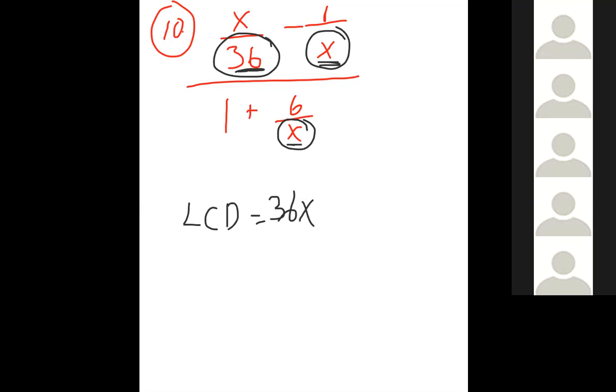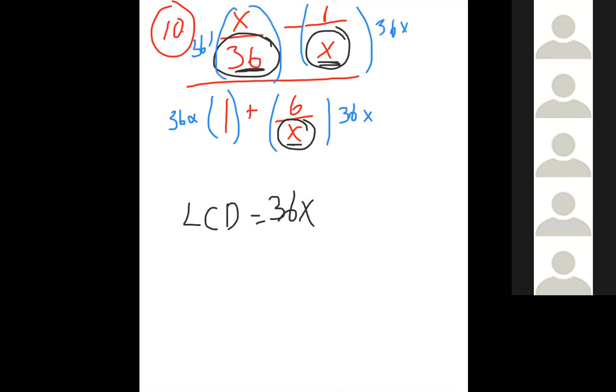Now, this problem has 1, 2, 3, 4 terms, guys. Every single term must be multiplied by the 36x and simplified. So I am going to multiply each term by 36x. Every single term by 36x. And now I am going to simplify. So here I go, guys.